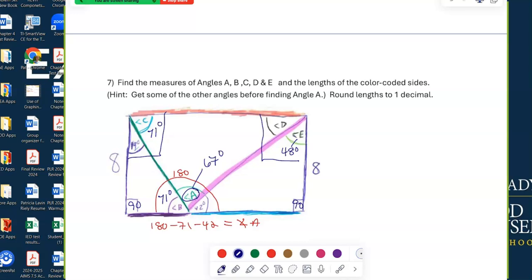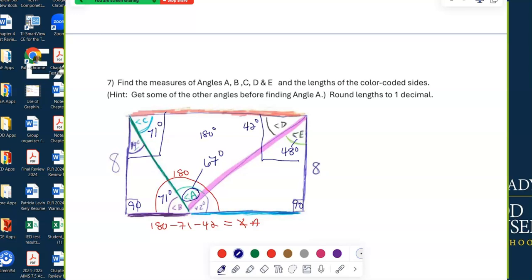Then let's find angle D. I can do that two ways. I know that angle A is 67, angle C is 71, and I know the angles inside any triangle sum to 180 degrees. So I'm going to find angle D by saying 180 minus 71 minus 67. When I do that, I get angle D is 42 degrees, and I have all my angles.